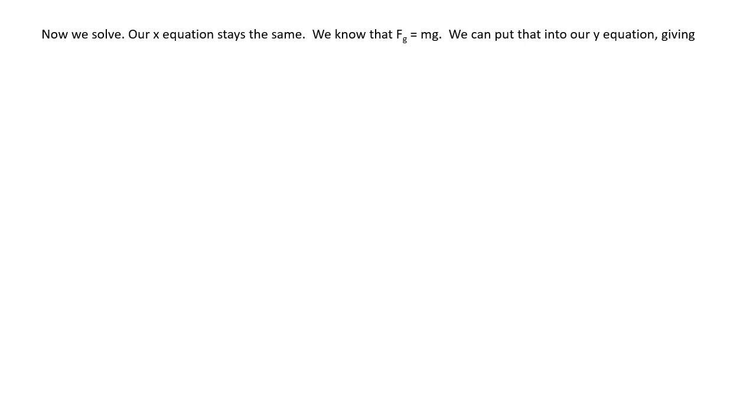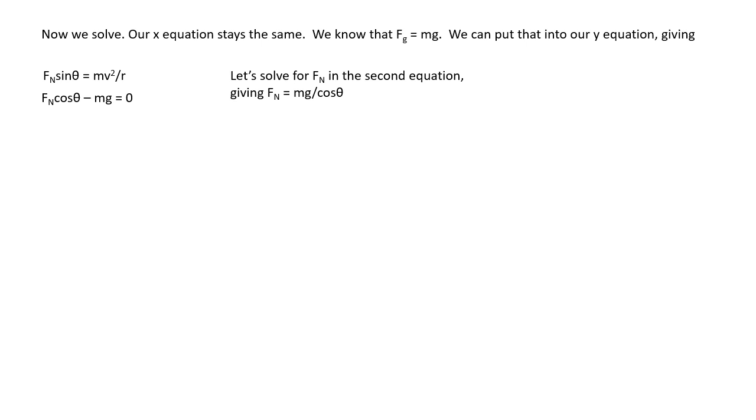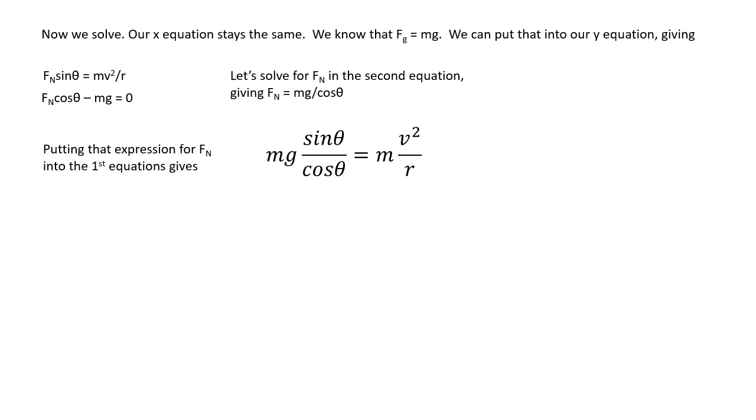Now we solve. Our x equation stays the same, and we know that F sub g is equal to mg. We can put that into our y equation, giving these two equations. Fn sine theta equals m v squared over r. Fn cosine theta minus mg equals 0. I'm going to solve for the normal force in the second equation. So I know that Fn is equal to mg divided by cosine theta. I'm going to put that expression for the normal force into the first equation. That gives mg sine theta over cosine theta is equal to m v squared over r.